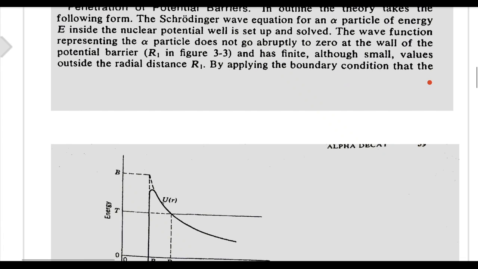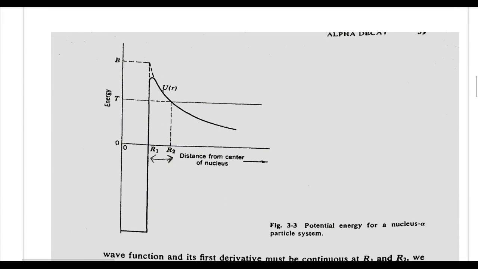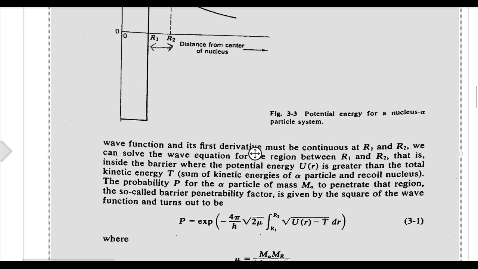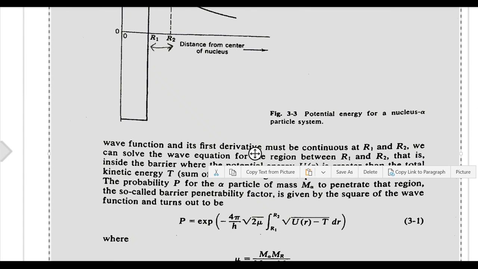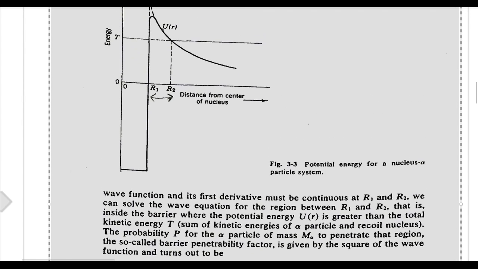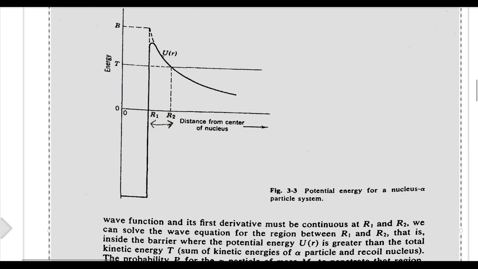By applying the boundary condition, the wave function and its first derivative must be continuous at r1 and r2. The wave function and its first derivative between the distances r1 and r2 must be continuous at r1 and r2. We can solve the wave equation for the region between r1 and r2. Between the distances r1 and r2, we can solve the equation.